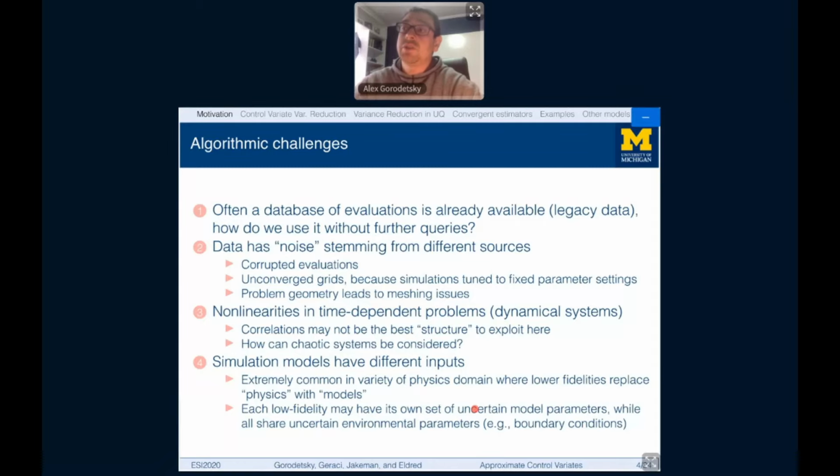And finally, it is often the case that simulation models have different inputs. This is extremely common when you, for instance, talk about physics hierarchies, where every level of the hierarchy replaces physics with models. For instance, think closure models. Now, since not every higher level of the hierarchy has these models, each information source has its own set of uncertain model parameters, but then all of them also share another set of uncertain model parameters. So these could be, for instance, environmental parameters or boundary conditions.